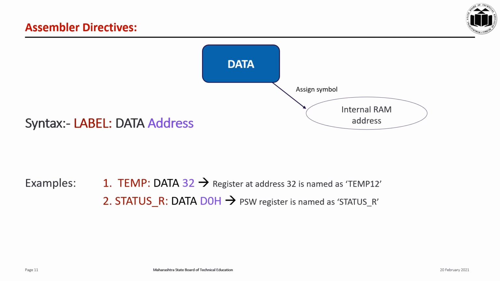Second example: status_r DATA D0H. D0H is the address of the PSW register. Hence, the PSW register is named status_r.